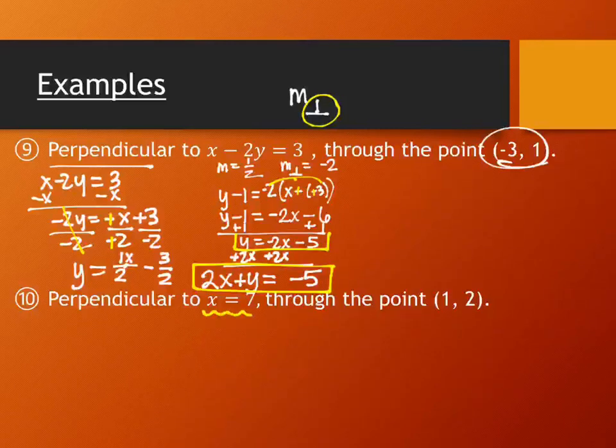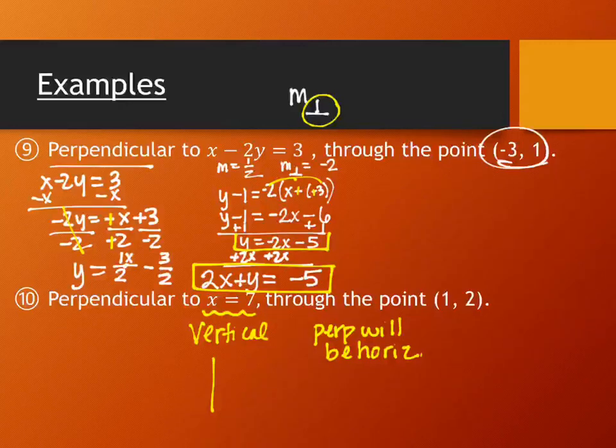What in the world is x equals 7? It is a vertical line. Correct, it's exactly what it is. But if I have a vertical line and I want something perpendicular to it, what will it look like? A horizontal line. So this one's vertical, so the perpendicular will be horizontal. How do I get the equation of a horizontal line? y equals. And what will y equal? 2. How did you know, Bailey?